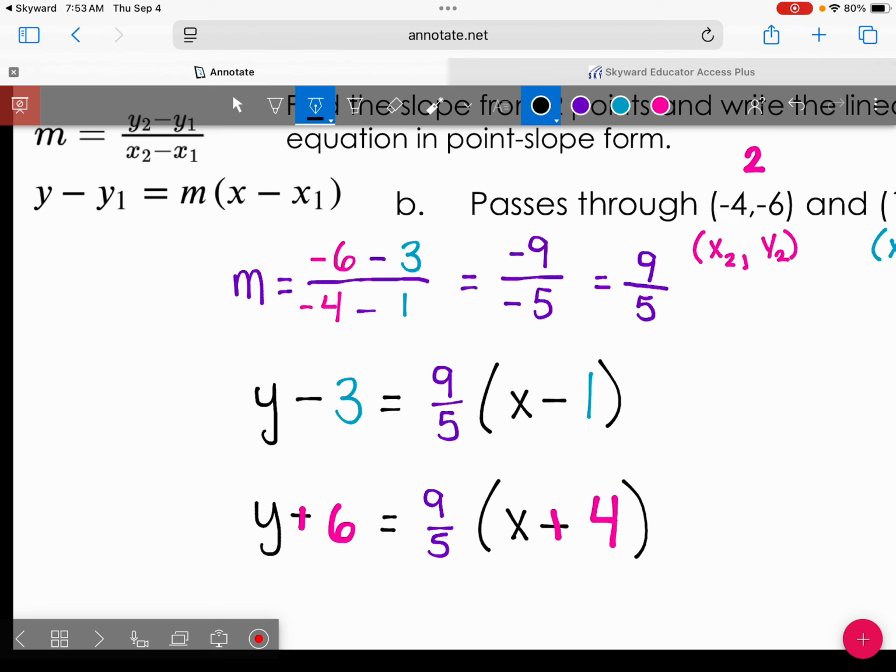Okay, questions on these? Okay. So that is honestly mostly what's on the back of homework 3.